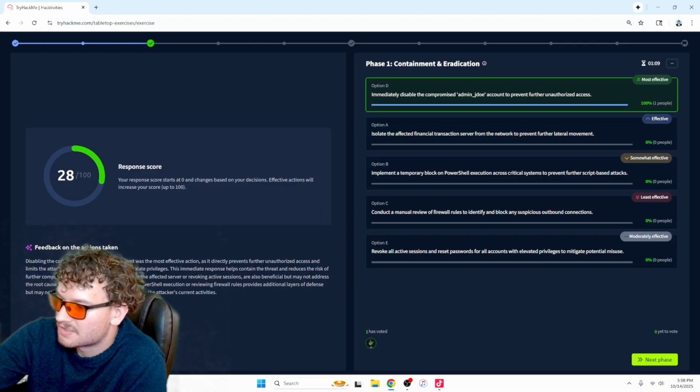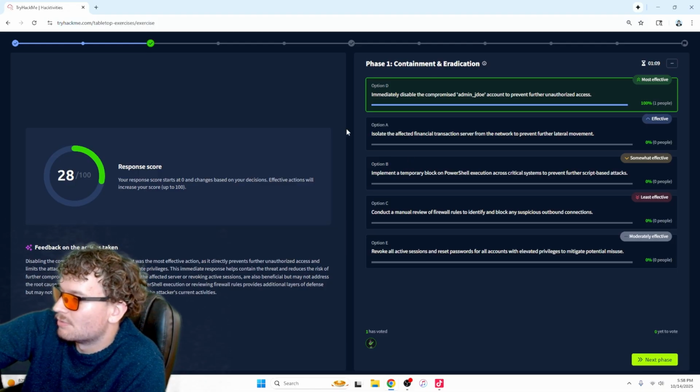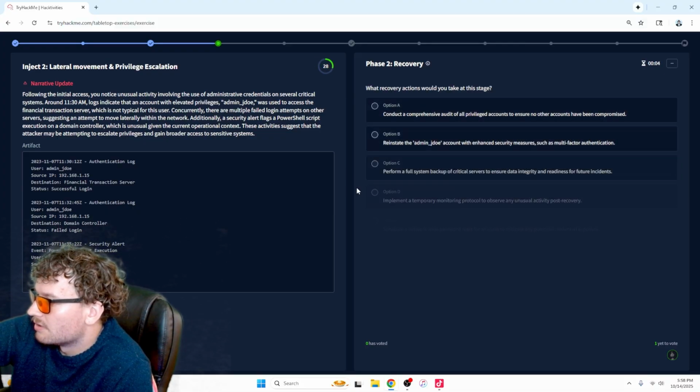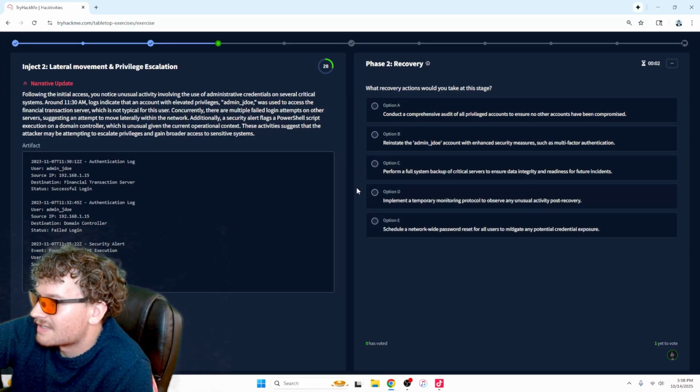But it says here that implementing a block on PowerShell execution or reviewing firewall rules provides additional layers of defense, but may not have the... No, that's talking about option B here. Yeah, basically it will prevent him from executing PowerShell on the machine. Okay, same scenario right here.